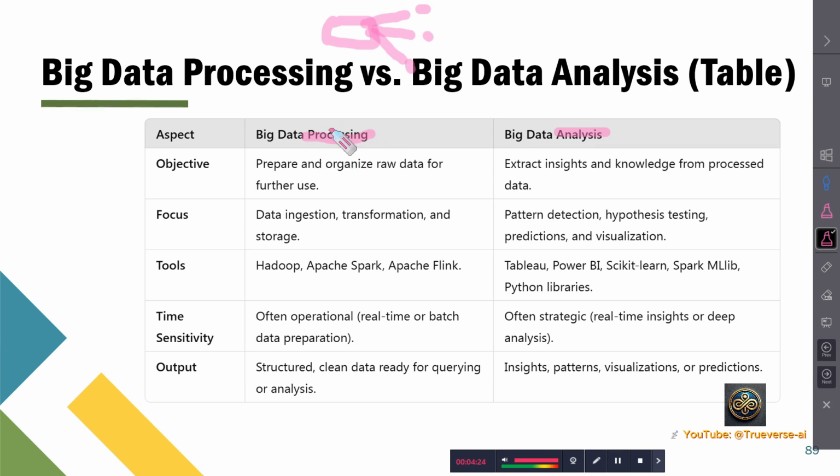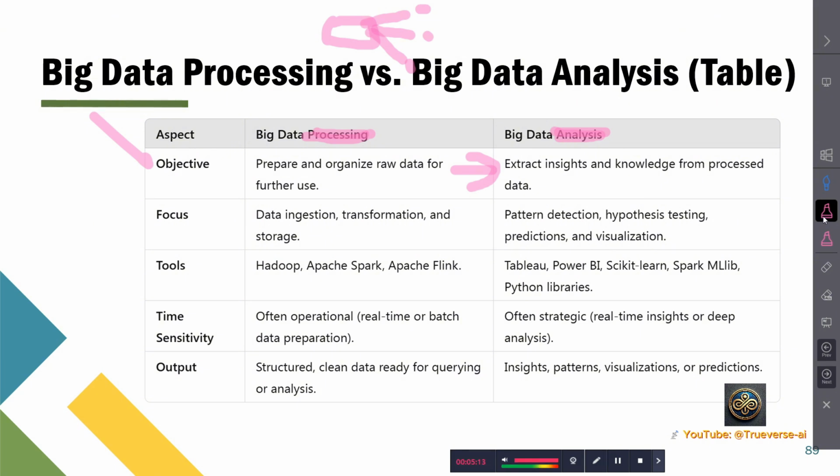But when we talk about processing and analyzing, in the processing, you prepare and organize raw data for future usage. This is some sort of preparation of data. Then we need to do analysis. Analyzing means the main job of AI. When AI and big data are integrated, big data analyzing plays an important role: extracting insight and knowledge from processed data. So this is the main objective.